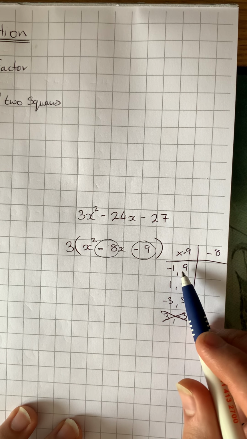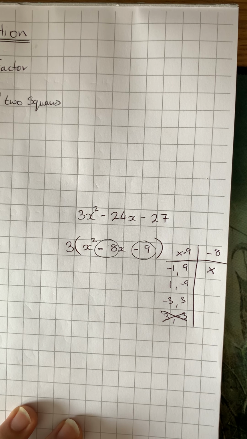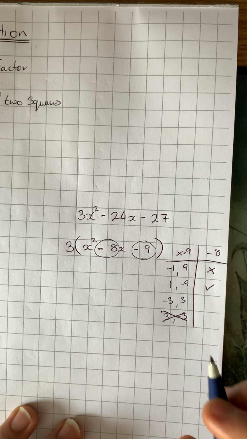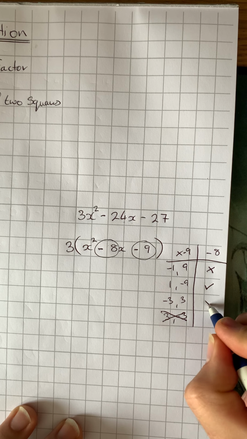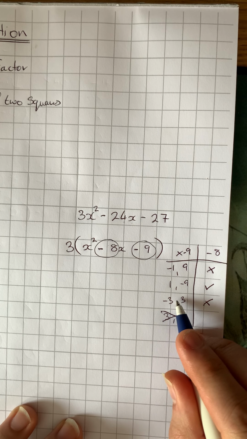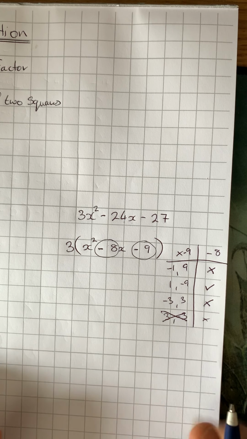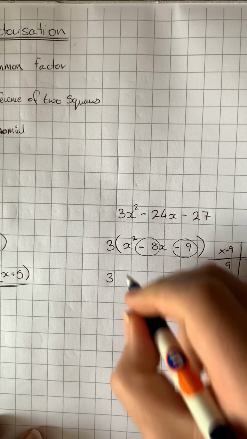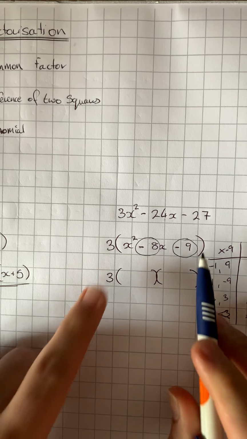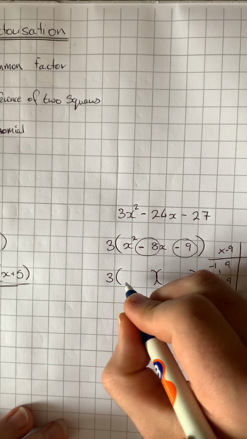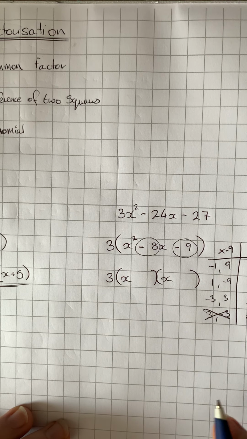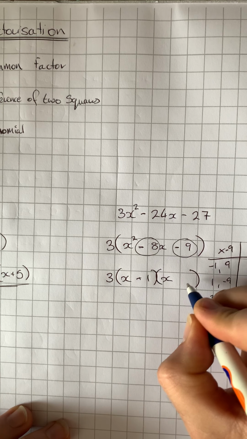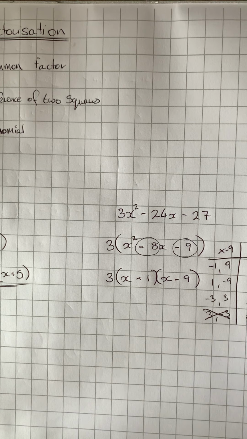Negative 1 add 9 gives positive 8, so we don't want that. 1 add negative 9 does give negative 8, so we want that one. Negative 3 add 3 gives us 0, so we don't want that. This would have just given us the same answer as this, so that's no use either. So we're using 1 and negative 9. We still have that 3 on the outside of our brackets, and this single bracket becomes a double bracket where we have an x at the start of both, because we're factorising out this x squared, and then we've got plus 1 and negative 9 there.